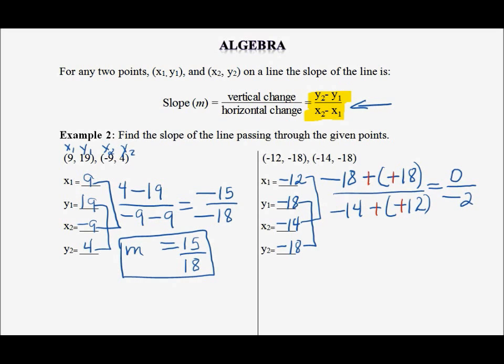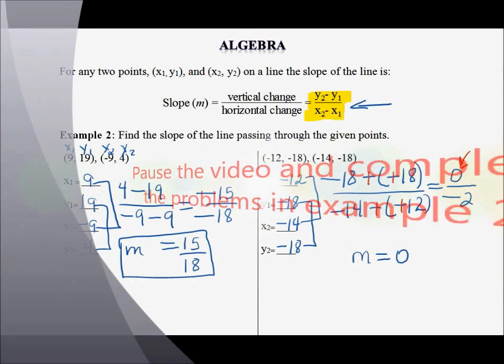Now, anytime you have a 0 in the numerator, that means the whole thing is 0. So in this case, my slope is just 0. And if my slope is 0, I know that means the graph of the line is actually a horizontal line. Okay?